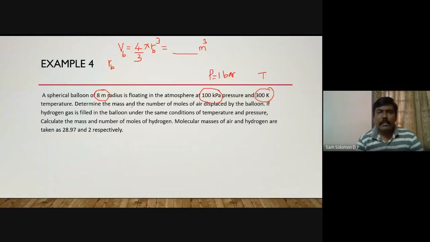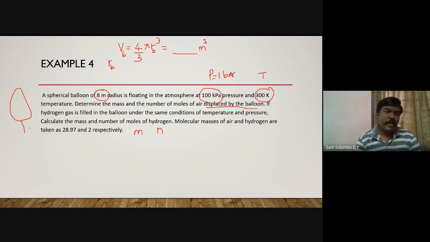They are asking us to find out the mass and number of moles displaced by the balloon. So they want us to find what is the mass and what is the number of moles of air displaced by the balloon. And then they want us to change, instead of air, to have hydrogen. So if hydrogen is filled in the balloon, then what is the amount of mass or the number of moles displaced by the balloon? It's a very simple problem. You see, they are giving you a balloon. Imagine that this is a balloon, and inside this balloon there is some amount of air, and they are asking us the mass and the number of moles of air displaced by the balloon.